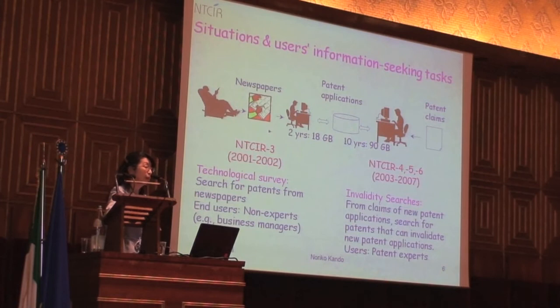Then we started the invalidity search task. Here the patent claim is the query, then we search for relevant patents. It means searching for patents that can invalidate that application. Even though these two tasks both search patents, the purpose of the search is different. Therefore, the relevance criteria are also different.